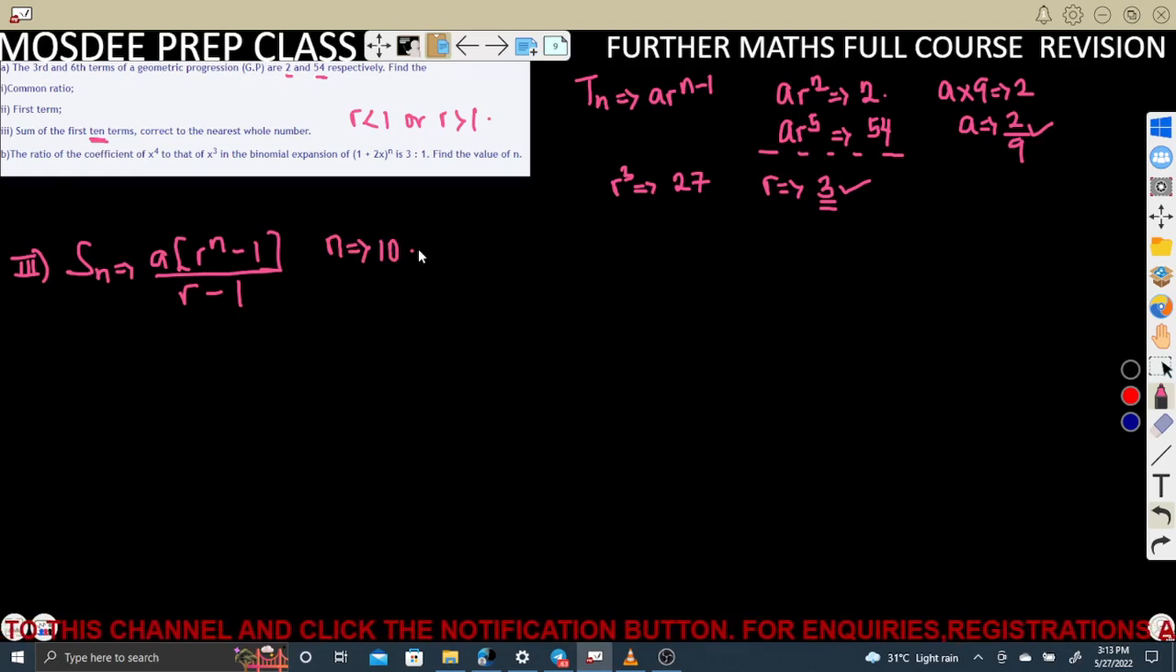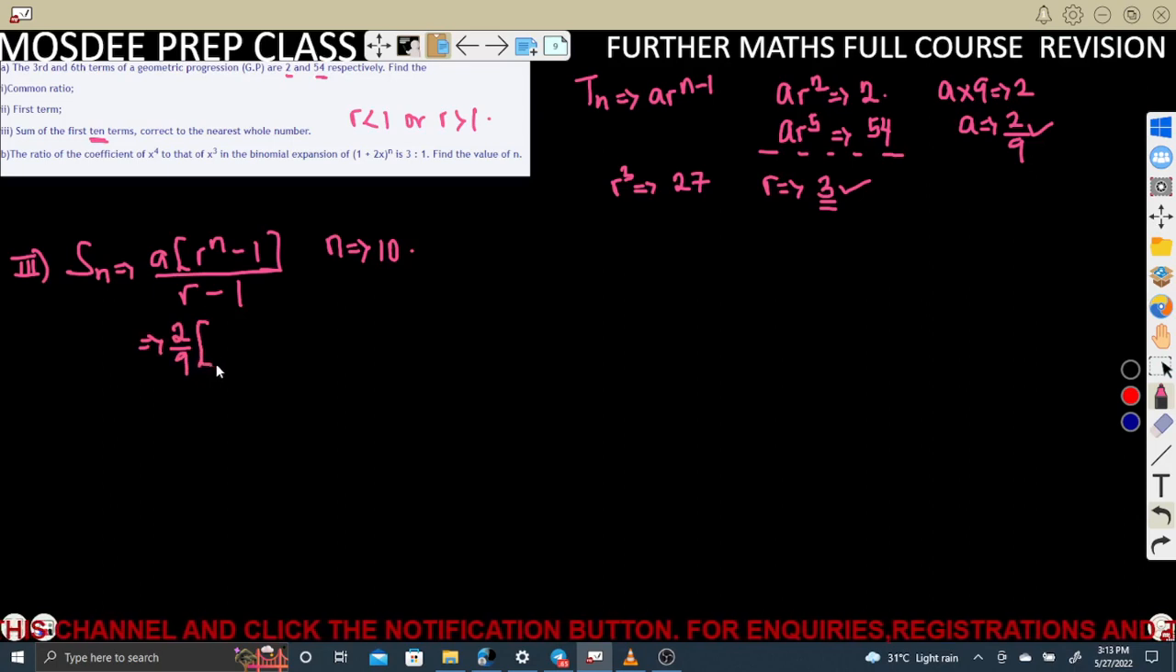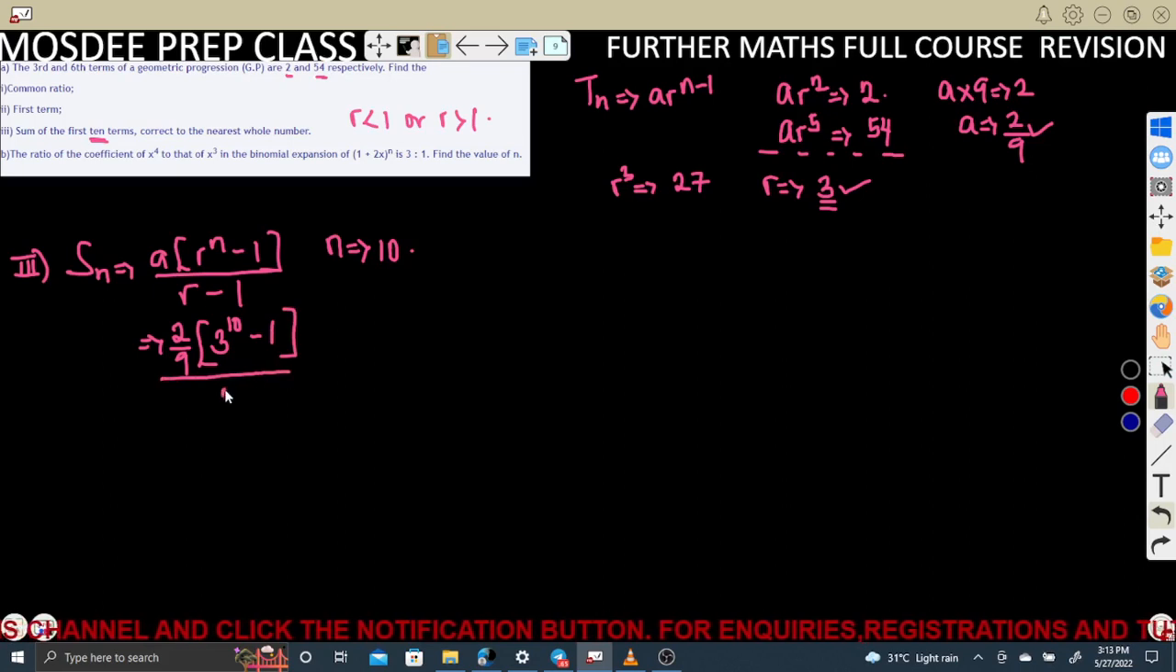Substitute that value and you are going to get your answer. So that is how to do that. I don't want to waste time with that. So if you want to substitute, you can say a is 2 over 9. You have r is 3, so 3 raised to power 10 minus 1 over 3 minus 1, which is 2.